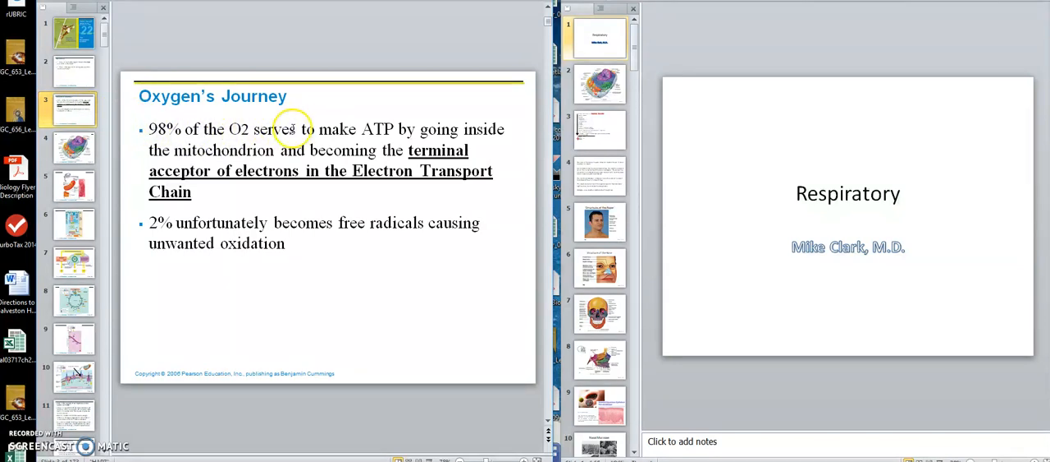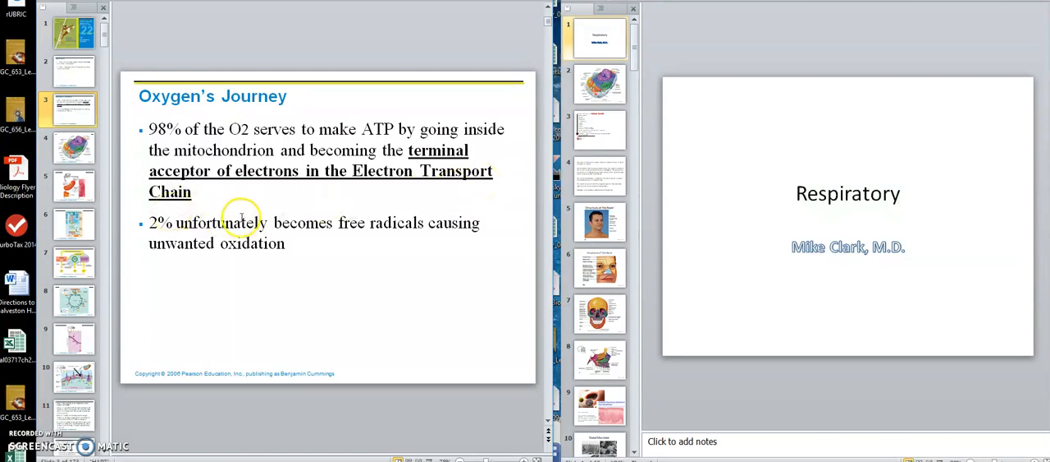98% of the O2 serves to make ATP by going inside the mitochondrion, studied in ANP1, and becoming the terminal acceptor of electrons in the electron transport chain. So in other words, if somebody says, well, why do you breathe O2? Well, you got to get in your lungs. Why do you have to do that? You have to get in your bloodstream. See, that's rhetorical. Final answer, it acts as the terminal acceptor of electrons in the electron transport chain.